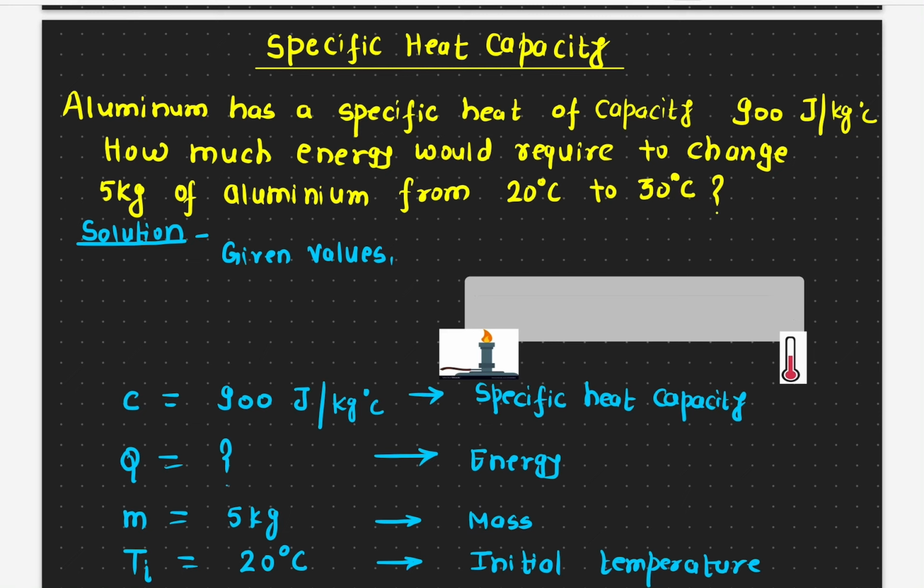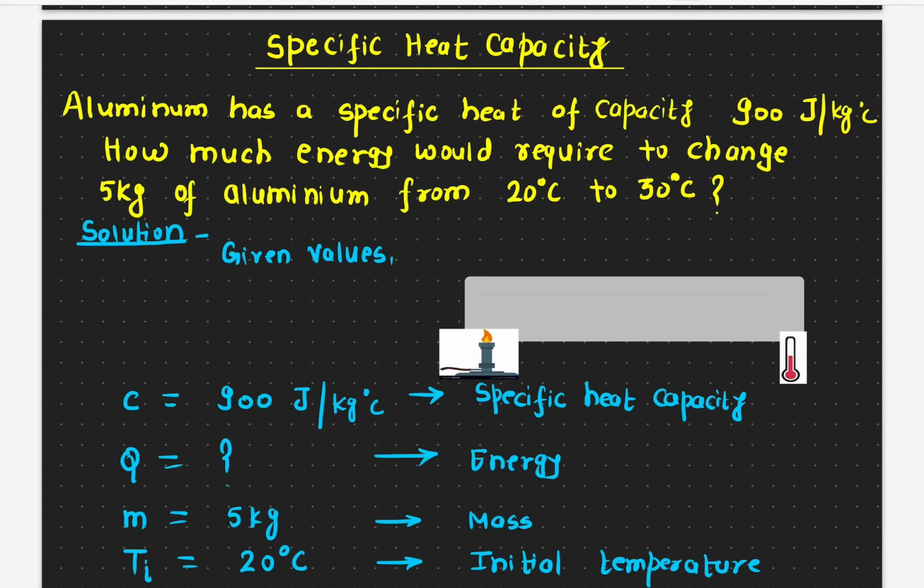now you have to find out how much energy you have to supply to change the 5 kilogram of aluminum from 20 degrees Celsius to 30 degrees Celsius. So you have to heat aluminum from 20 degrees Celsius to 30 degrees Celsius, and the mass is given, that is 5 kilogram, and the specific heat capacity is given.